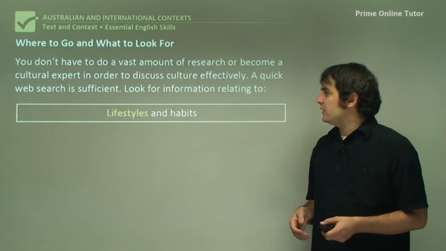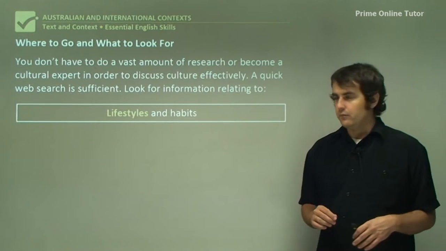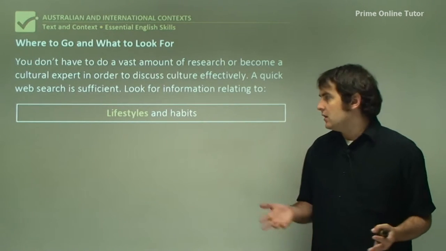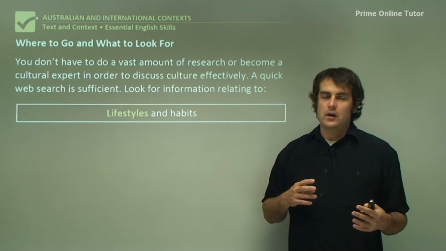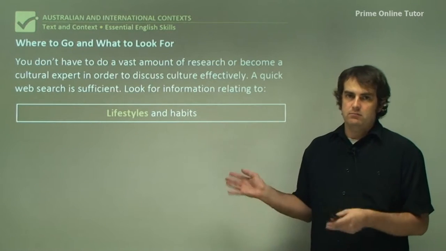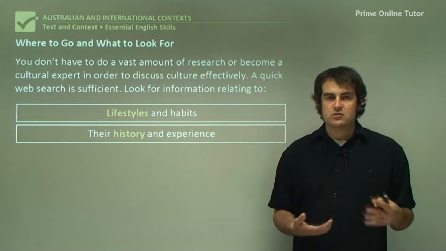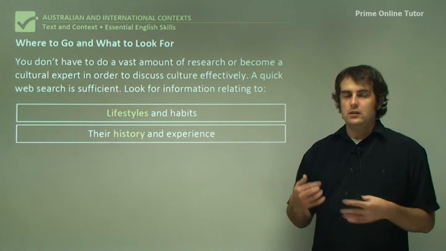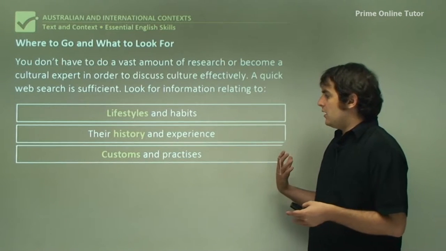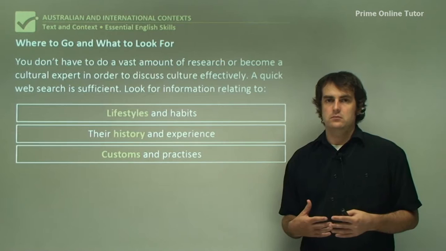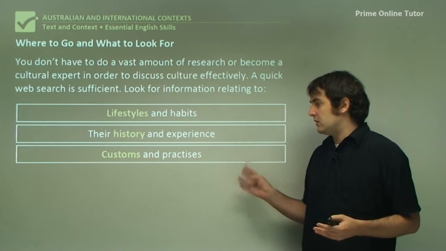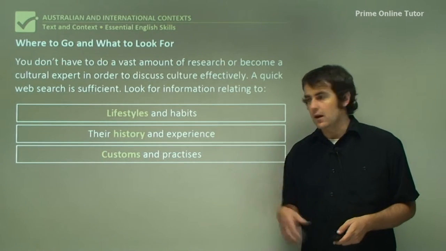So you should be looking for information relating to, first of all, lifestyles and habits. So anything that can tell you about the way that they live each day: their socioeconomic status, the types of houses they live in, their village structure, their daily habits, their daily routines. Do they work long days, short days, and so forth. Their history and experience. So what's the history of their people? What have they done? What leads them up to this point? Their customs and practices. So not just the tokenistic things, but how they actually live every day, and how they go about even something as simple as doing their grocery shopping, if there are any particular customs or practices they must partake in to do that.